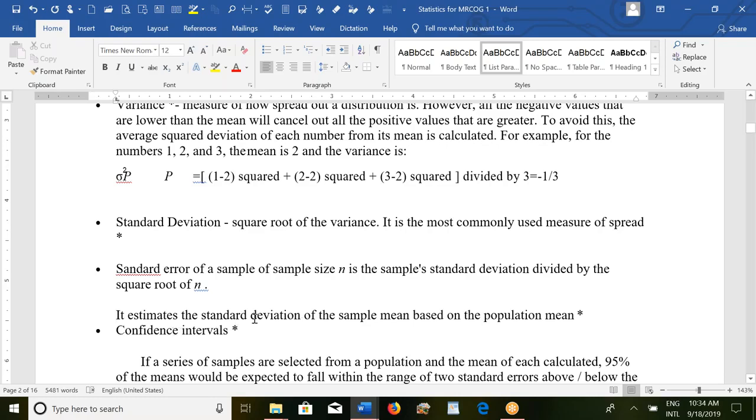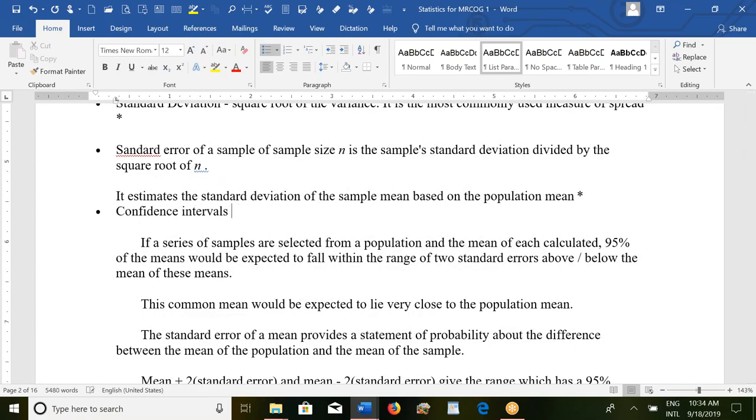This is the definition of standard error. Standard error is the standard deviation of the sample mean based on the population mean. You are taking the mean, you are not using one number. They will tell you that the mean value for this sample was this much. So if they are giving you the mean of different studies, then you will say that they are asking you about the standard error of the sample size.